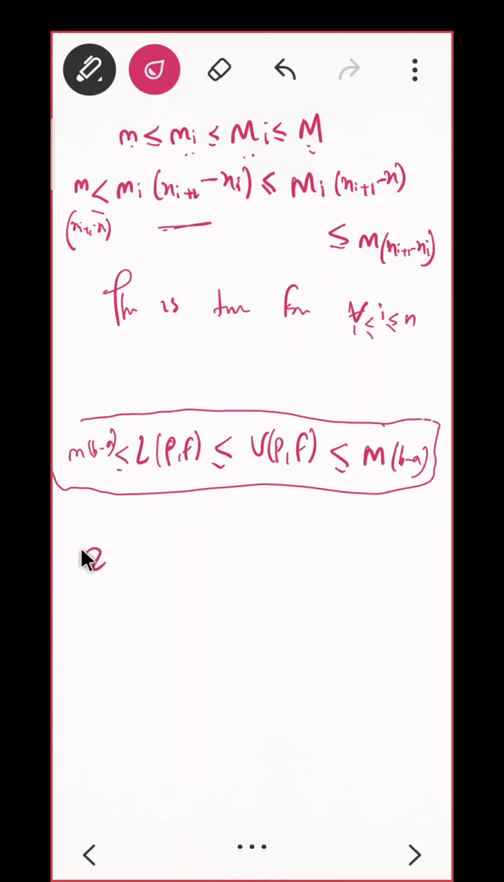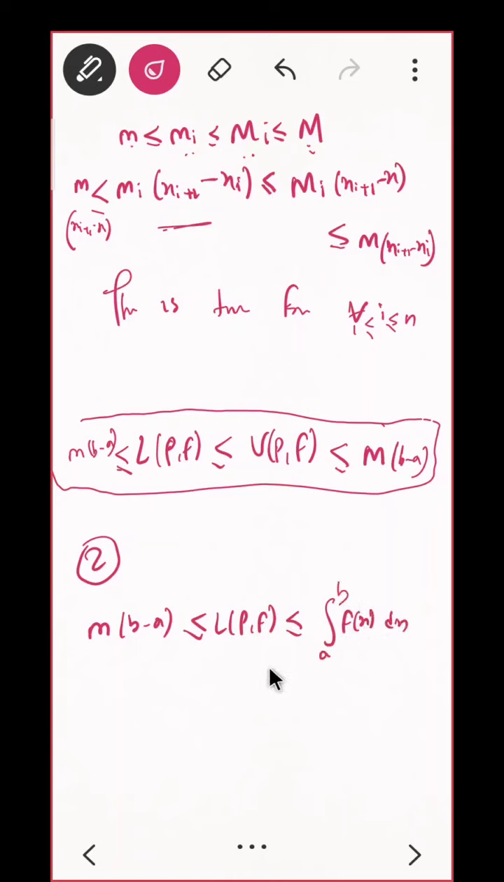Question number 2. The same question, I can reframe it like this: m into B minus A is less than or equal to LPF, which is less than or equal to the actual area, the integration of f(x) dx from A to B, which is less than or equal to UPF, which is less than or equal to capital M into B minus A. Is it clear to you?